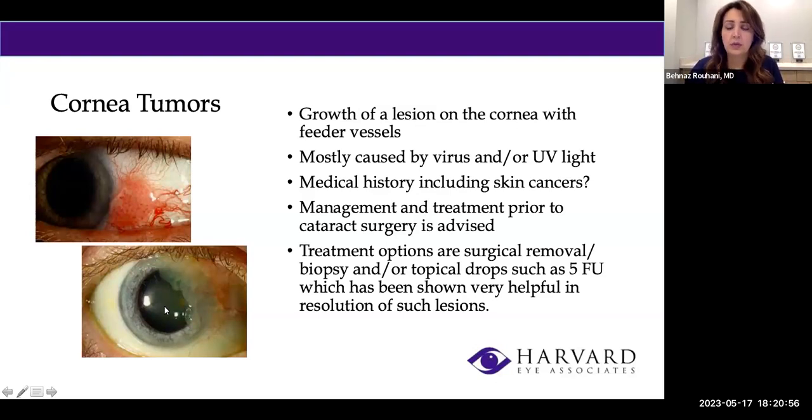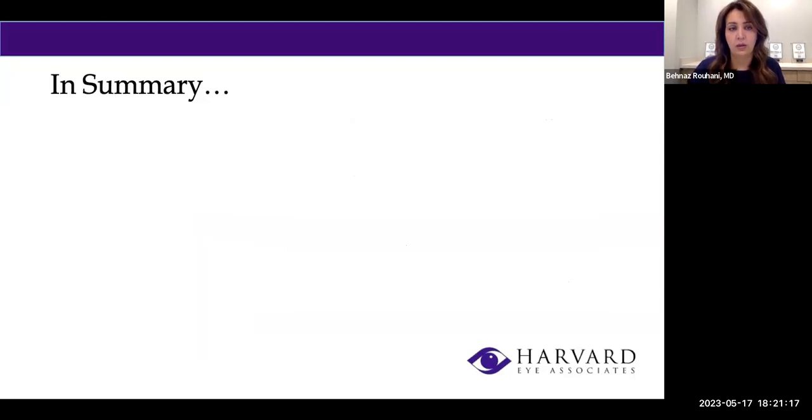And once again, there are beautiful treatments out there these days with topical drops. 5FU has been shown to be very helpful in resolution of such lesions. So we always want to do it prior, because we don't want to seed or spread the tumor cells on the surface of the eye before moving on.